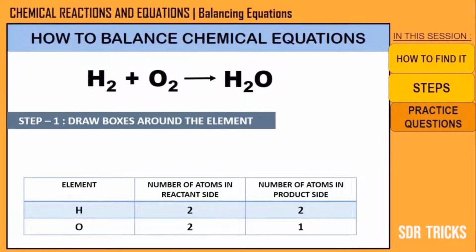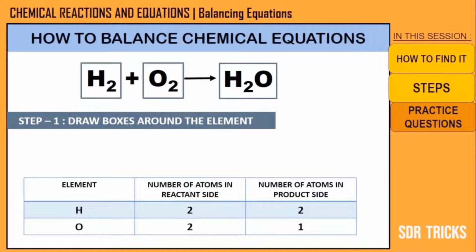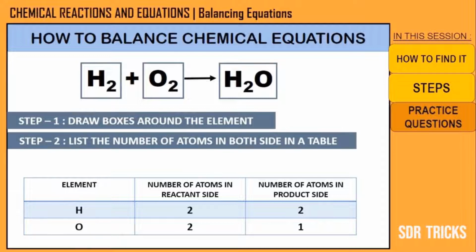Step 1. Draw boxes around the elements. While doing this step, we can ensure that while we are balancing the equation, we are not changing the values of the elements inside the boxes. Step 2. List the number of atoms on both the product side and the reactant side in a table. We want to list the number of atoms on the reactant side in a separate column and the number of atoms on the product side in a separate column, in a tabular form like this.